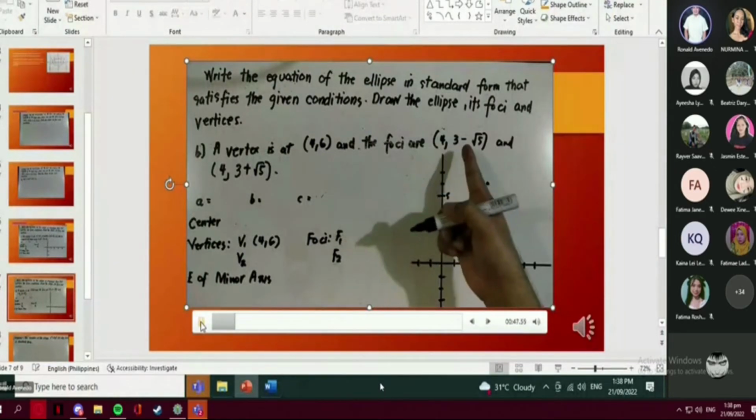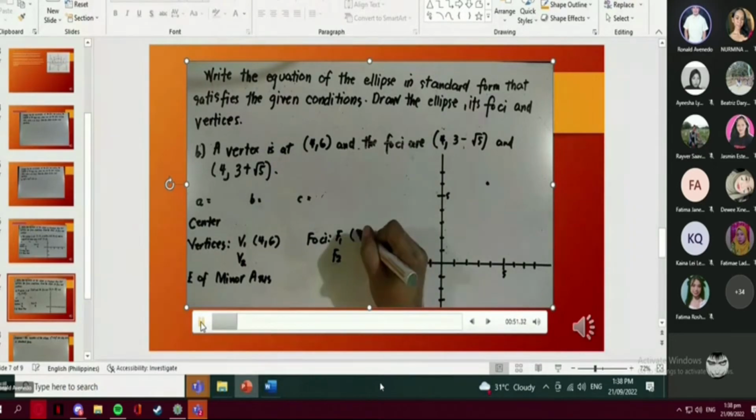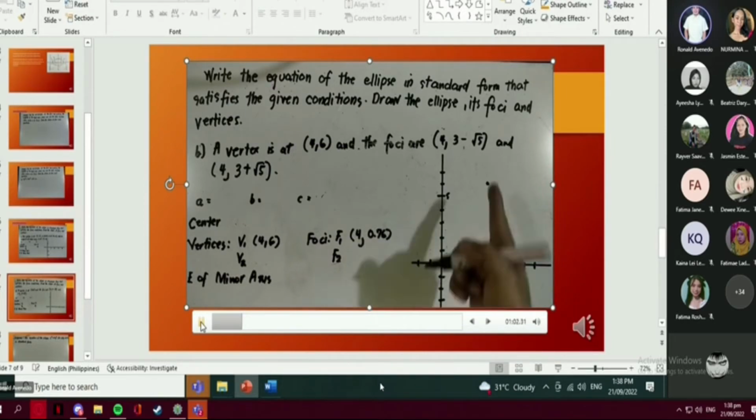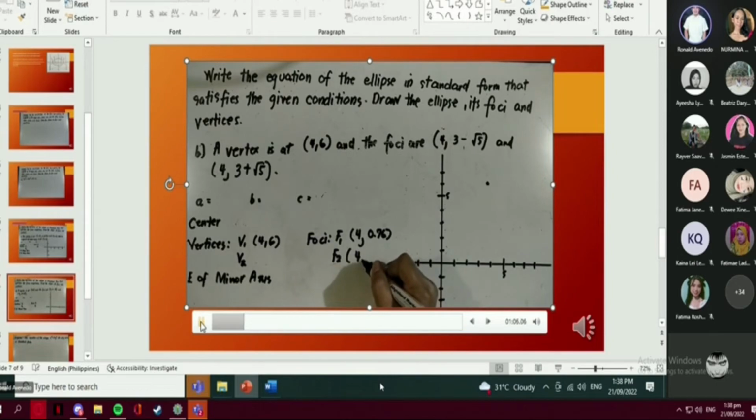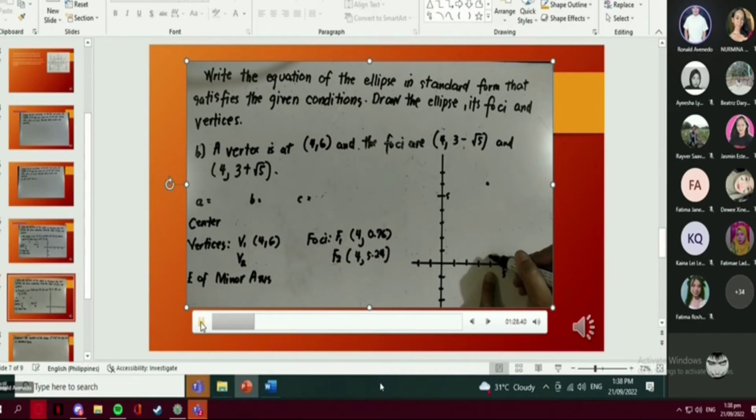Then the foci is 4, 3 minus square root of 5. And if we simplify 3 minus the square root of 5, the value is 0.76. Then the other focus is 4, and if we simplify 3 plus square root of 5, that is 5.24. So 4, 0.76, past the halfway mark. Then the other one is 4, 5.24, less than 5 and a half.